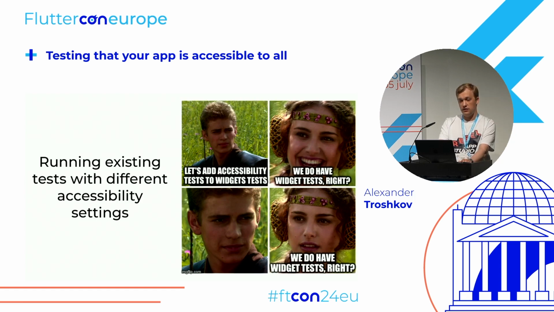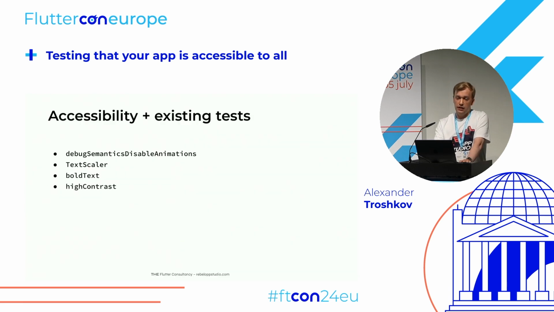As far as I know, it's not available out of the box, but it's still possible with a bit of extra work. So what I'm trying to do here is to change several flags and run all my existing tests. So the flags I'm interested in here, but of course, this list could be longer. So I want to disable animations. I want to change the text scale factor. I want to change the bold text flag. I want to change the high contrast flag.